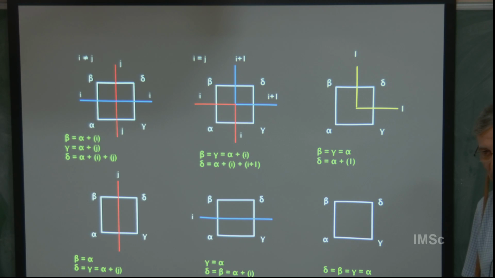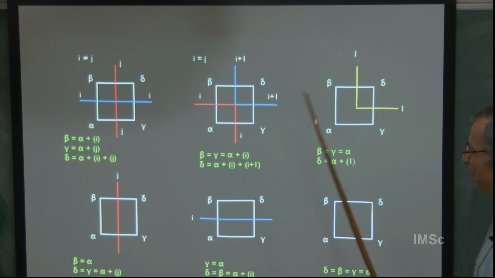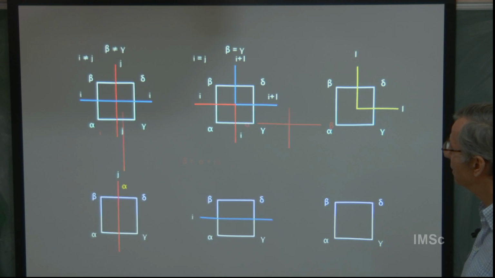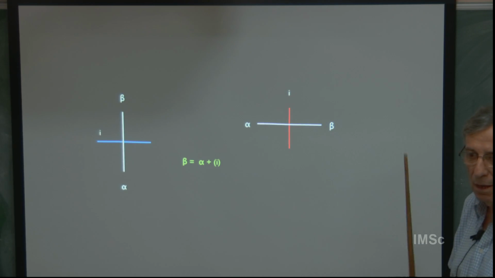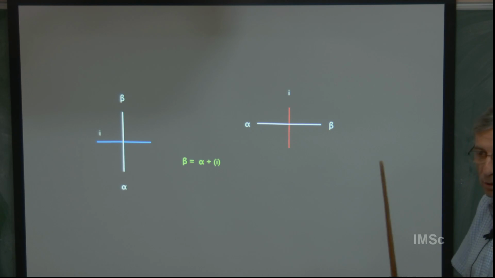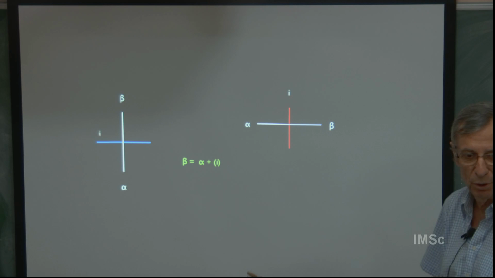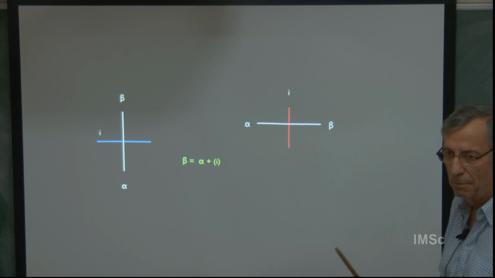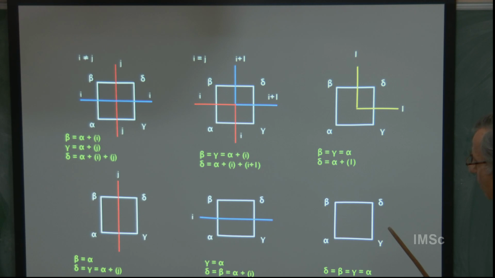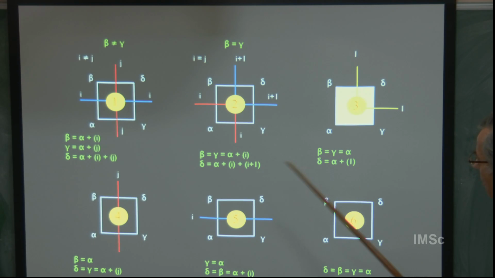So I have 6 different cases, all coming from this very simple lemma: each time you cross a line, you add a cell at level i. If you don't cross the line, alpha equals beta. So there are 6 different cases. Now, I call them 1, 2, 3, 4, 5, 6.